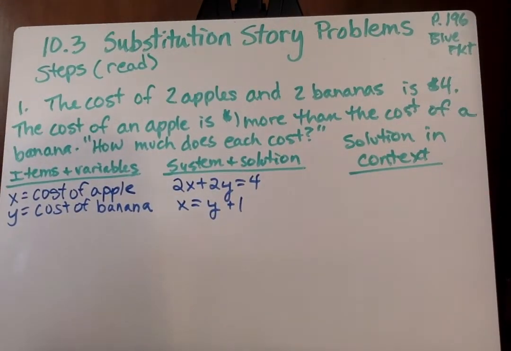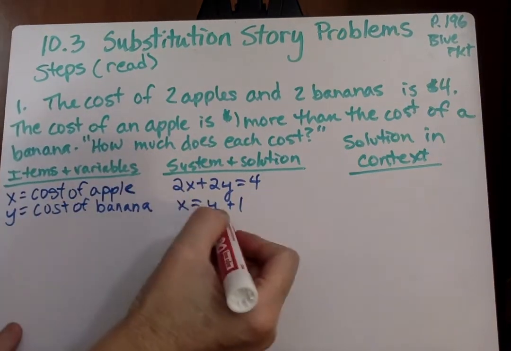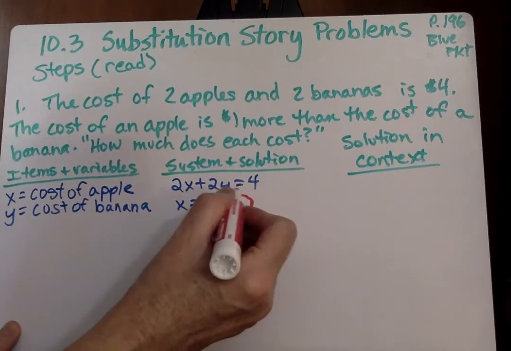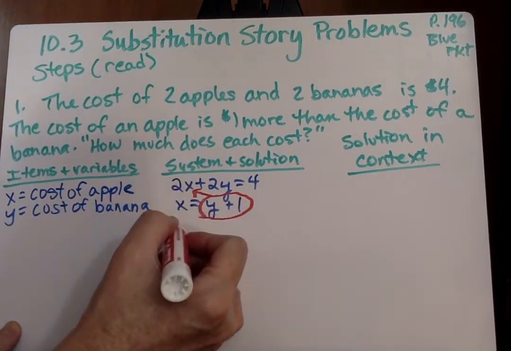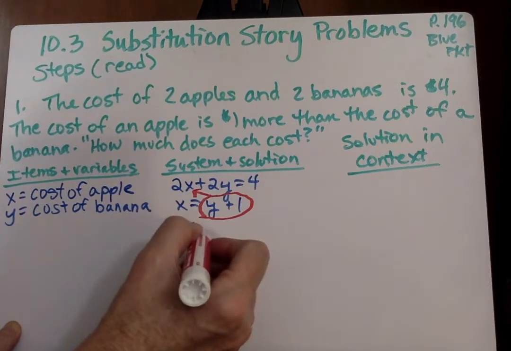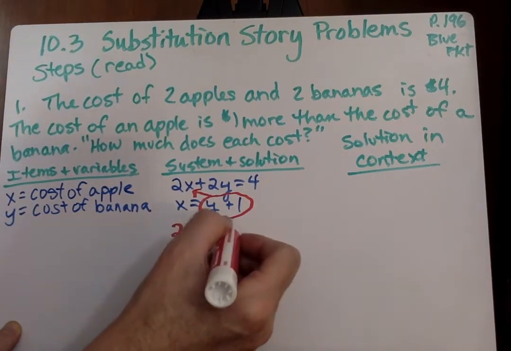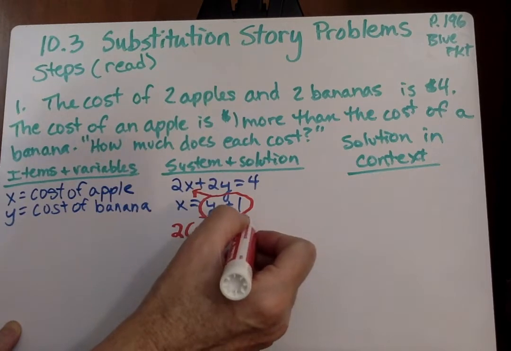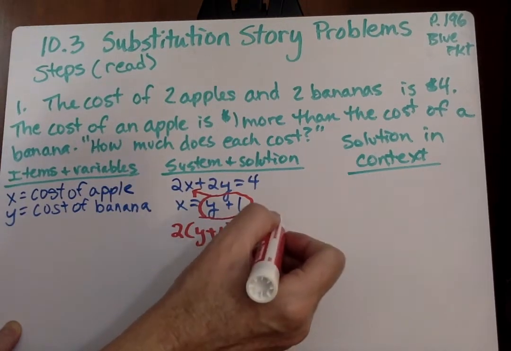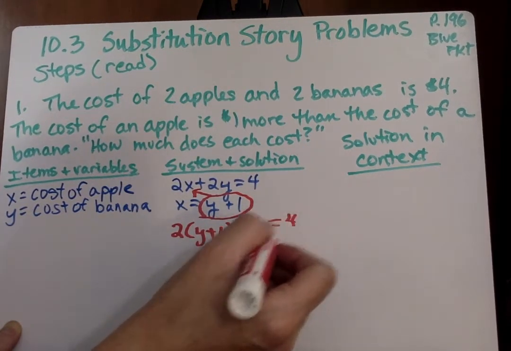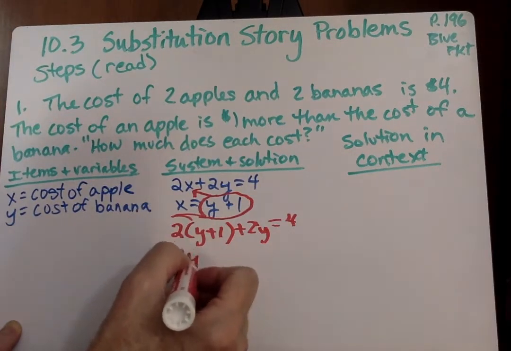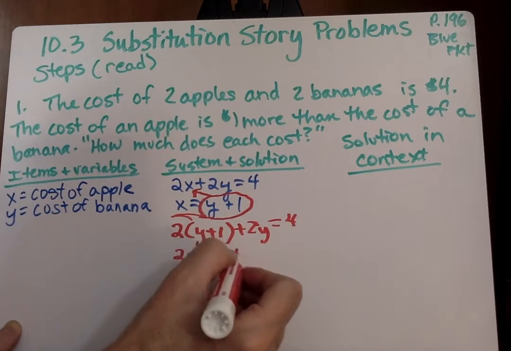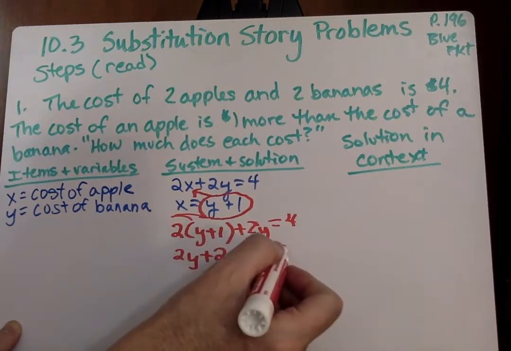So x is by itself on the second one, so we're going to substitute the y plus 1 up here into this x. So we get 2 parentheses y plus 1 parentheses plus 2y equals 4. And we use the distributive property: 2y plus 2 plus 2y equals 4.